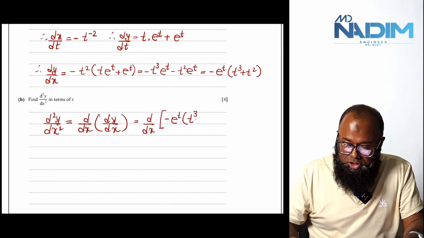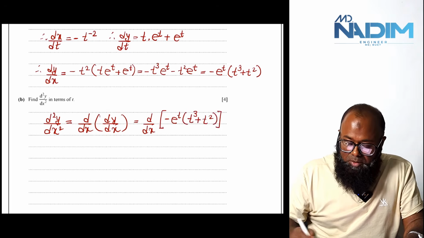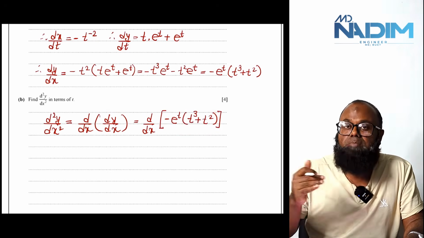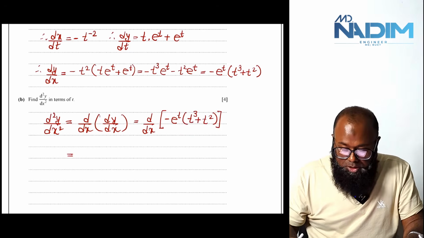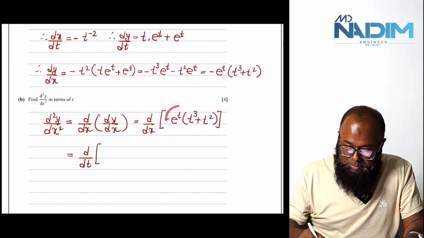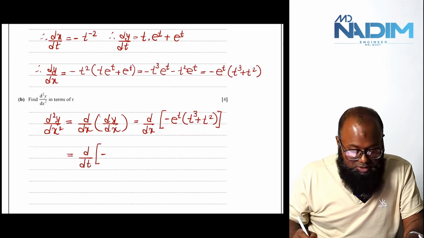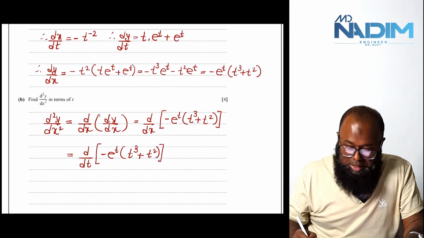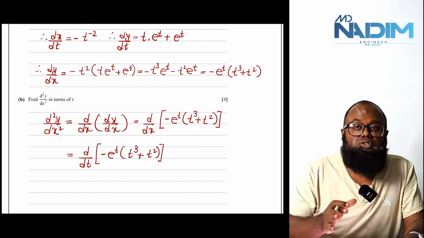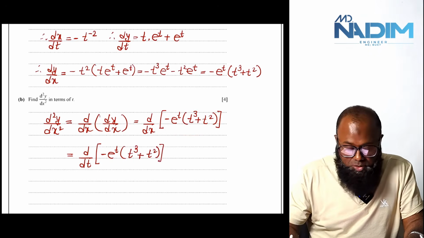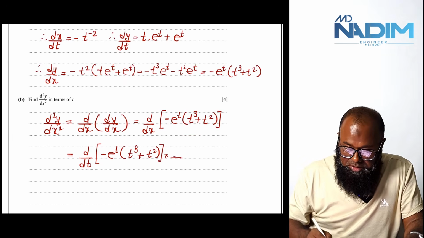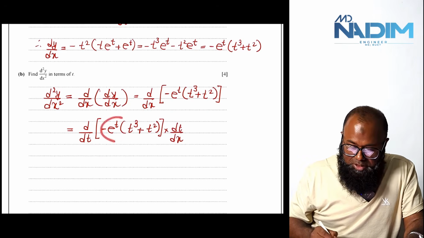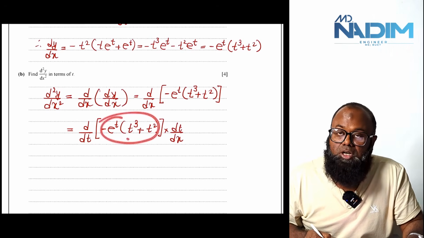to the power t, t cubed plus t squared. Now I have to differentiate this expression with respect to t, and then I have to balance it out by applying the chain rule. So I will write d by dt of this expression, and to balance it out, I'll have to apply the chain rule here. So it would be into dt by dx.